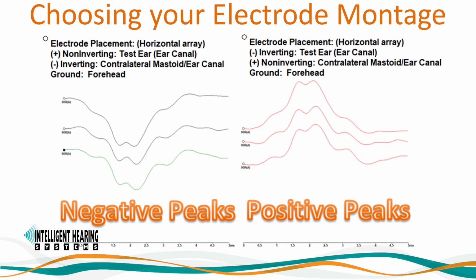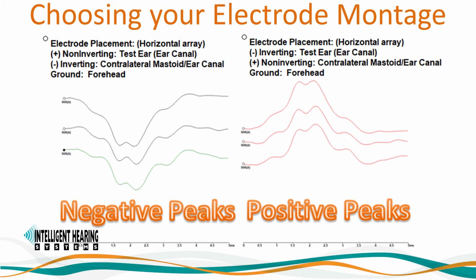Next, choose your electrode montage. Most clinicians will choose to use a single channel horizontal array to acquire the eCoG response. The polarity matching between the patient's electrode site connections and the device amplifier connections will govern the way that the peaks of the response will be displayed on the SmartEP software screen.